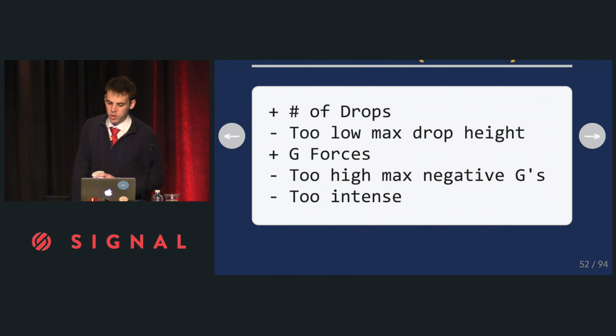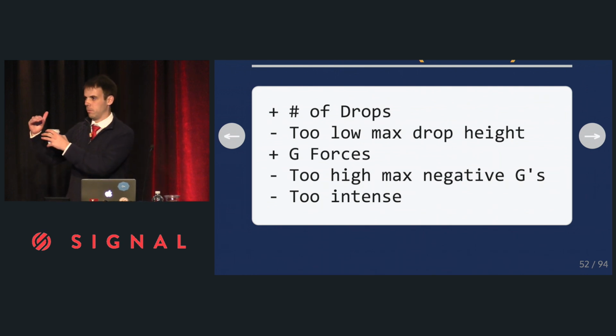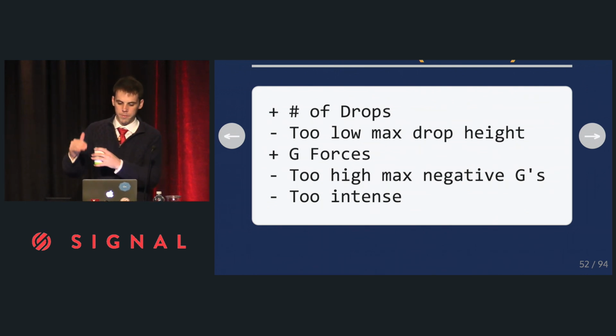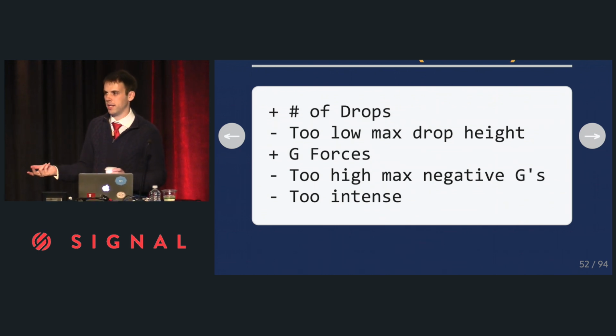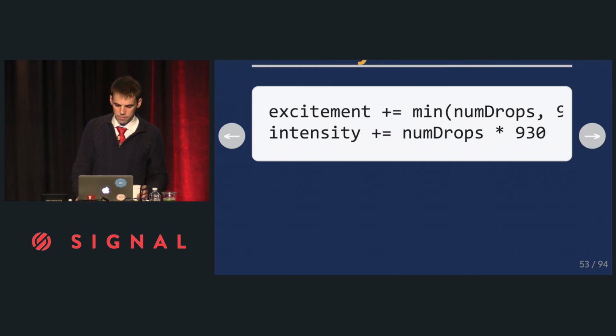The average speed, the number of drops. If the largest drop height is too short, you get a penalty. And you get subtracted off if it's too intense. Like if people are barfing, they're not having a good time. So you get a penalty for that.